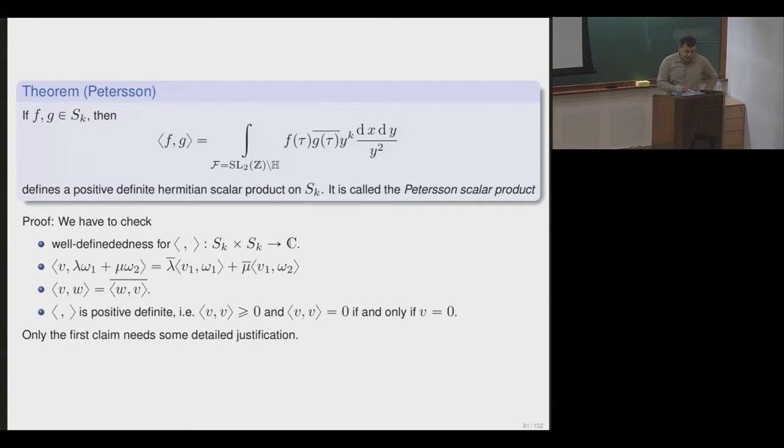And in order to check that this is a positive definite Hermitian scalar product, we have to check 4 points. So 3 of them are quite obvious because they are just about complex conjugation. And so it's positive definite. Okay. It is Hermitian, which is also clear. And obviously it's bilinear, which is also not so difficult. So the more difficult point is to show that it's well defined.